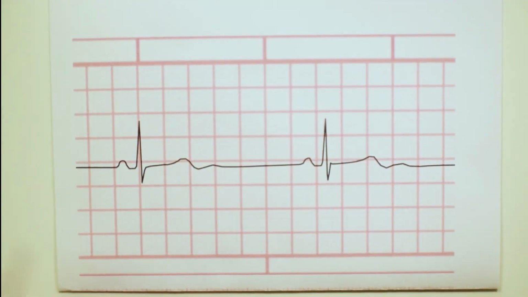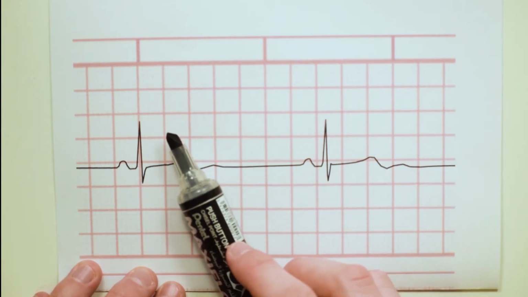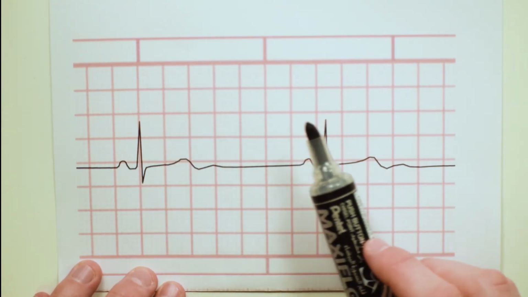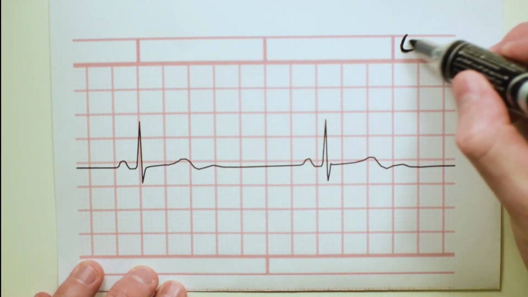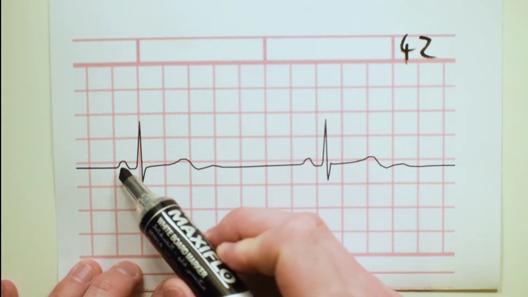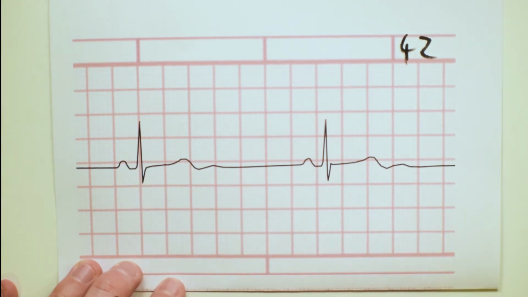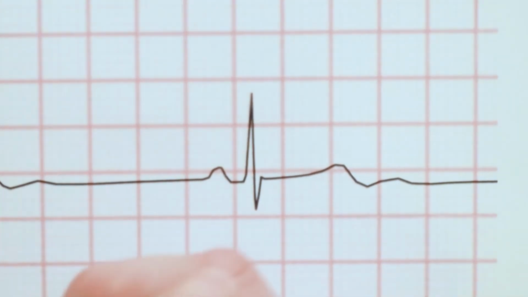This rhythm looks quite slow. Let's count how many big blocks there are to work out a rate. So we have 1, 2, 3, 4, 5, 6, 7. 300 divided by 7 is 42. Normal is 60 to 100, so this is a slow rhythm. P wave before every QRS, QRS before every P. The PQ interval is less than 5 blocks. The QRS is less than 3 blocks.